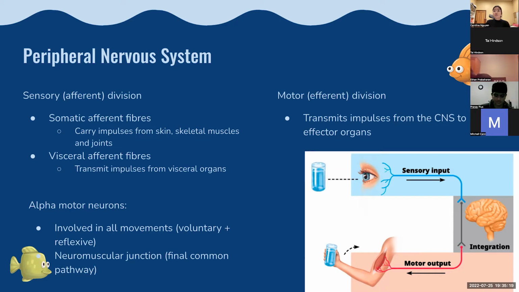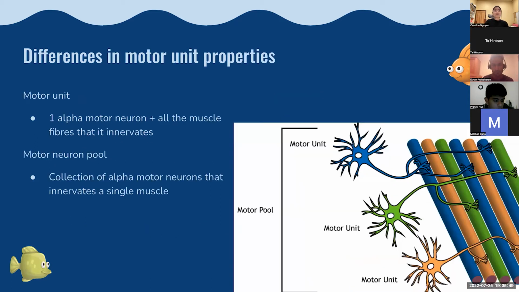On motor division, you're carrying impulses away from your central nervous system to your organs. And we're also introduced to a new term, alpha motor neurons. These are involved in all movements that are both voluntary, so things you choose to do, and reflexive. That's what you don't choose. And it's also in the neuromuscular junction too. So neuromuscular, nerves to muscle. So it's the final point where the nerves contact the muscle.